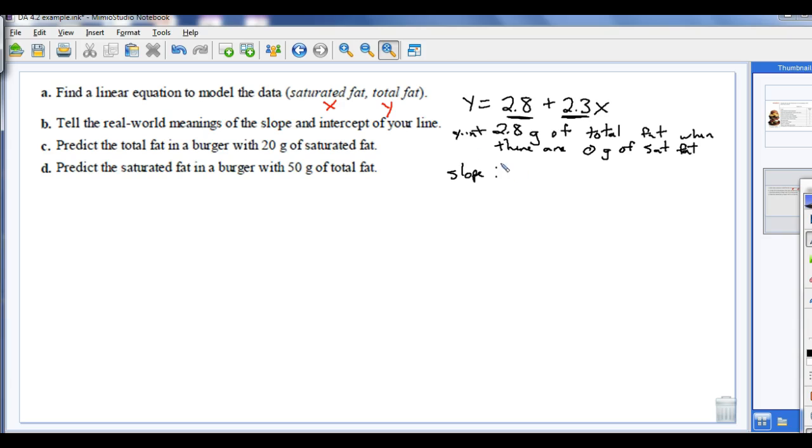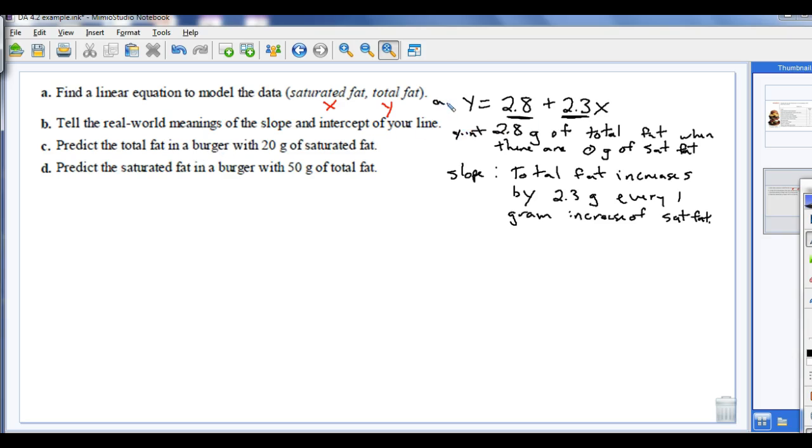Well, that means the total fat in grams increases by how much? Well, it increases by 2.3 grams for every 1 gram increase of saturated fat. So every time we increase our saturated fat by 1 gram, the total grams are going to increase by 2.3 grams. So there's our real-world meaning.